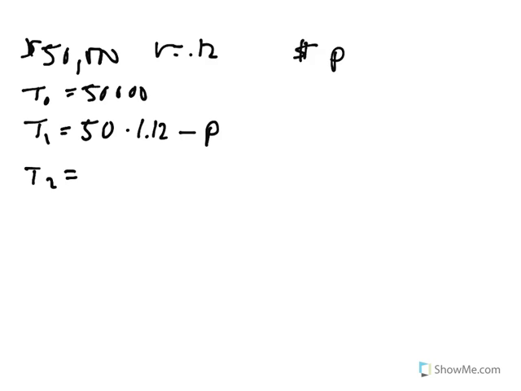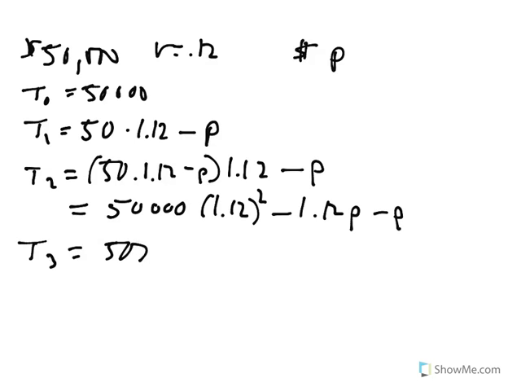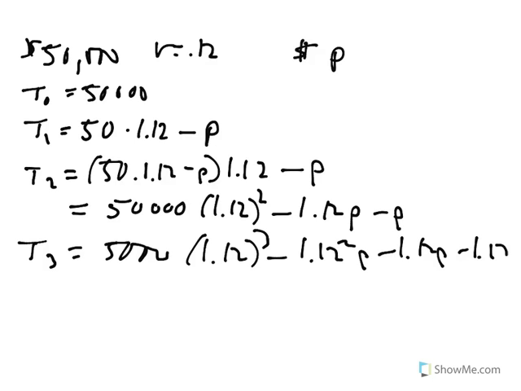And the second year, the same thing happens. Here's what I owed. That gets increased, but then I subtract away my payment. And that thing ends up simplifying or turning into 50,000 times 1.12 squared minus 1.12p minus p. And if I do this again, a pattern starts to develop. Minus 1.12 squared p minus 1.12p minus p.